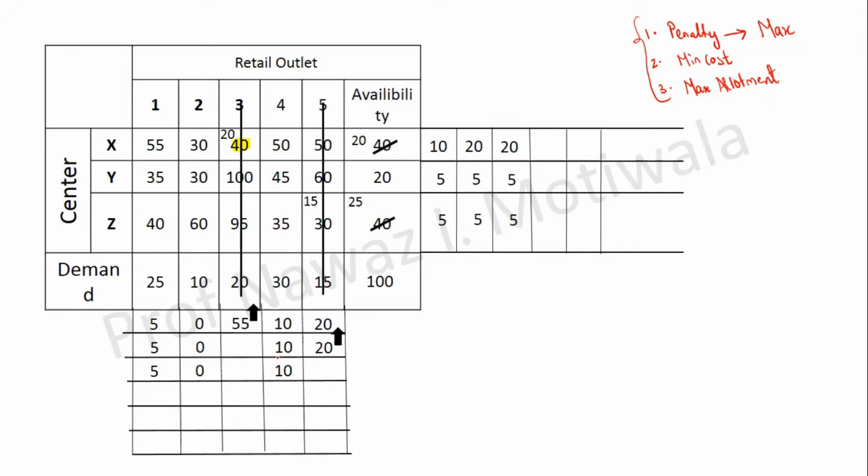Now it's very clear that the maximum penalty is 20, so we don't have to go for the tiebreakers. I will directly select this 20 row for allotment, and in this row the allocation will be done at the minimum cost. The minimum cost remaining is 30. So this is the cell where allocation will be done, x2. And how much will be allocated? The minimum of supply and demand.